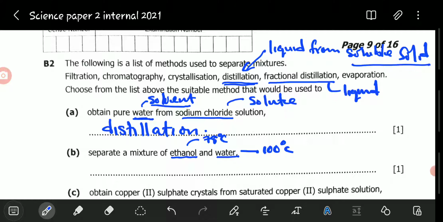So we are going to go back. Remember, when we talked about liquids, we talked about distillation and fractional distillation. We said distillation is used to separate a liquid from a soluble solid, and fractional distillation is used to separate different miscible liquids that have different boiling points. In our case, water and ethanol have different boiling points and they are all liquids, so our method of choice will be fractional distillation.